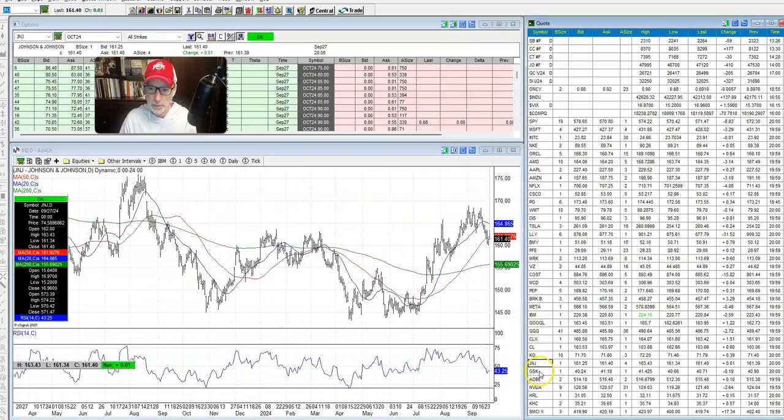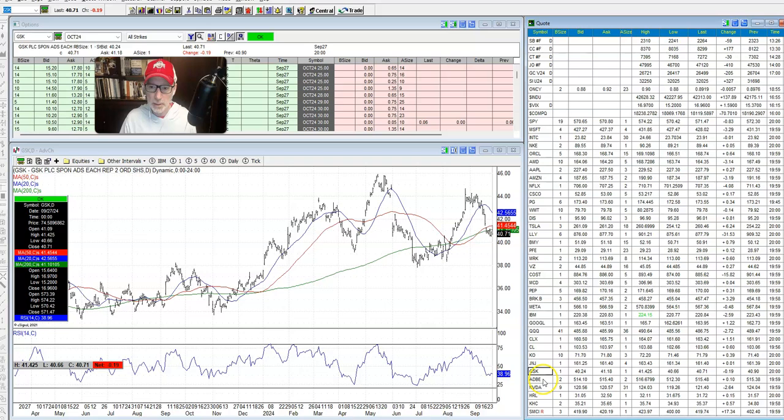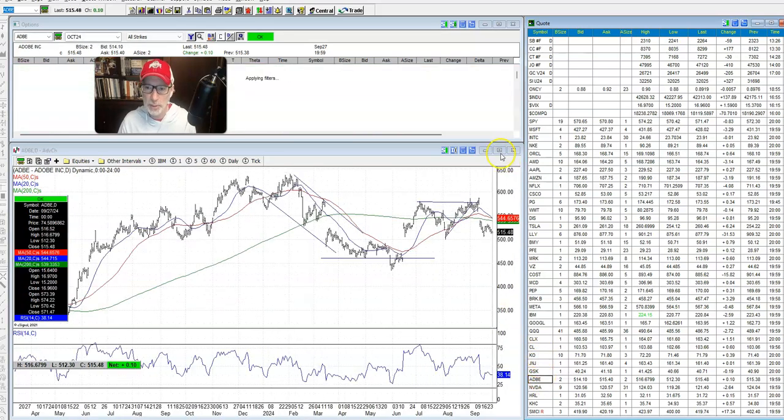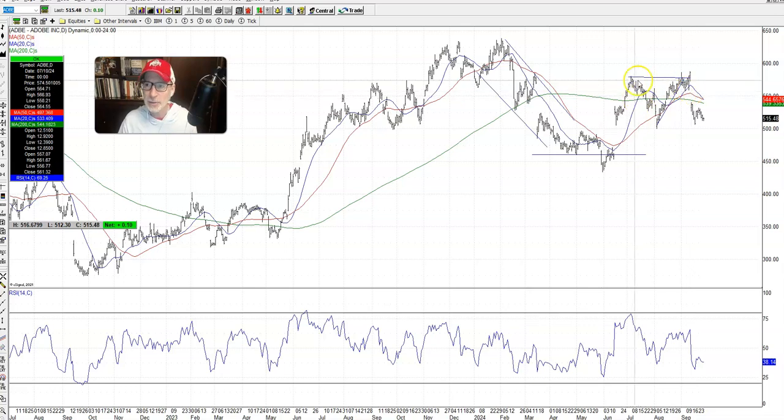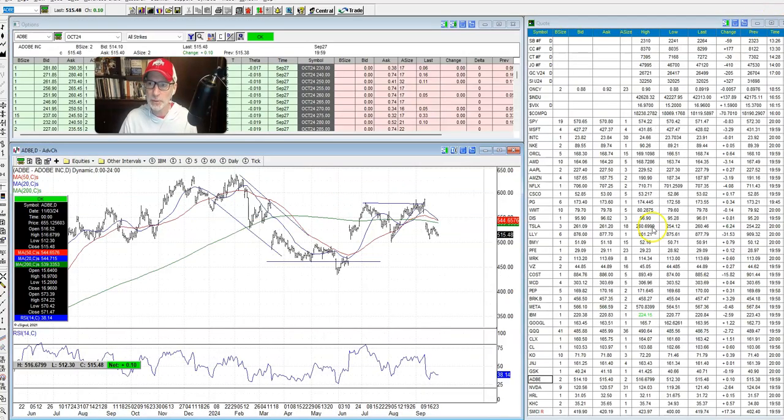Johnson & Johnson, nothing. GlaxoSmithKline. Adobe. So we'll look at Adobe and NVIDIA and call it a day here. So Adobe looked like it was ready to go. It had the ascending triangle trying to break through and then crapped out on its earnings. So Adobe, it's got to start all over again. It's got to get over those bad earnings.